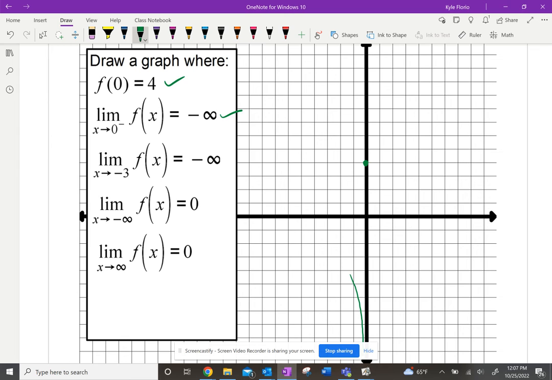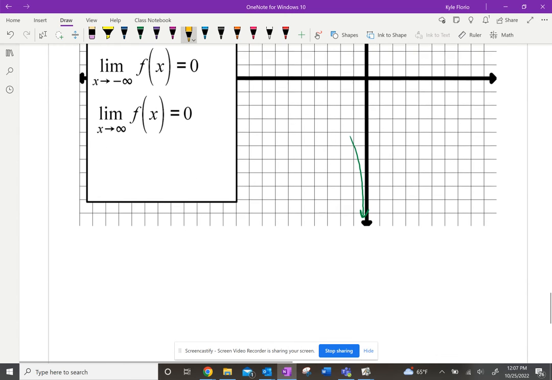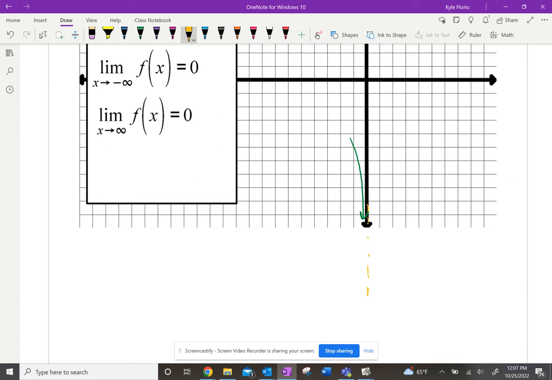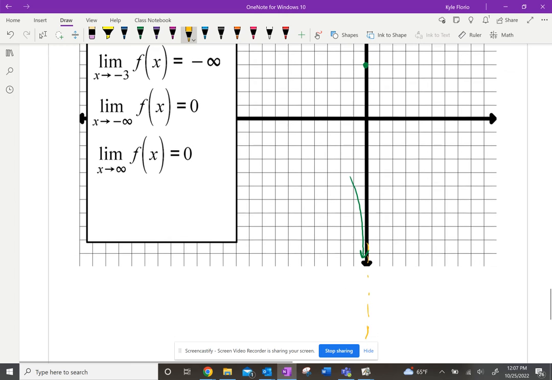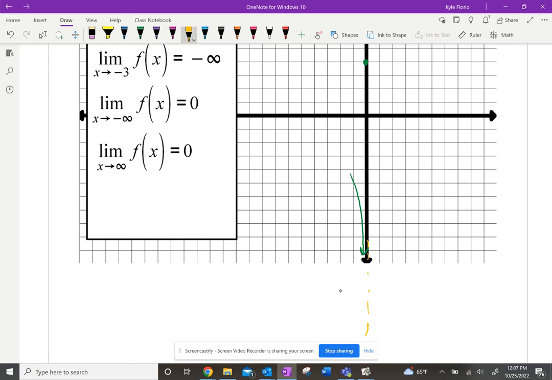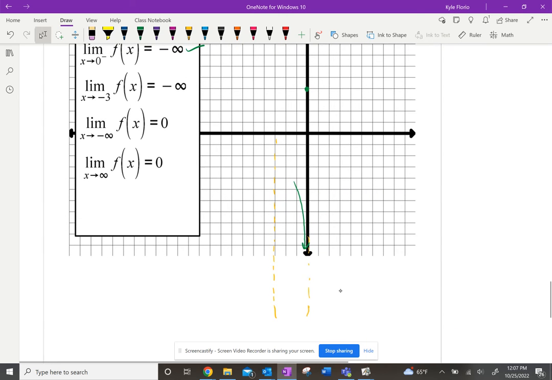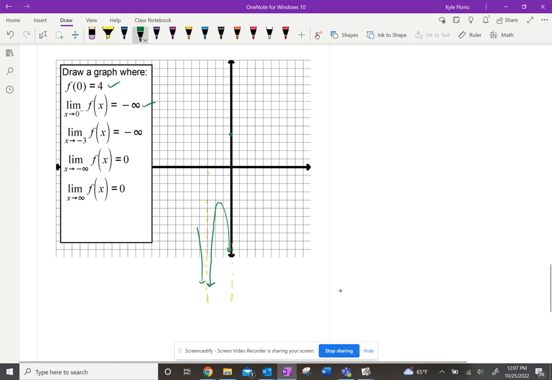As we approach negative 3, we're going to negative infinity. So, okay, there's an asymptote here. And as we approach negative 3, 1, 2, 3, I have another asymptote here. And that's going to negative infinity from both sides. So from this side, we're going to negative infinity. And from that side, we're going to negative infinity. So now the limit as x approaches negative 3 is negative infinity. Perfect.